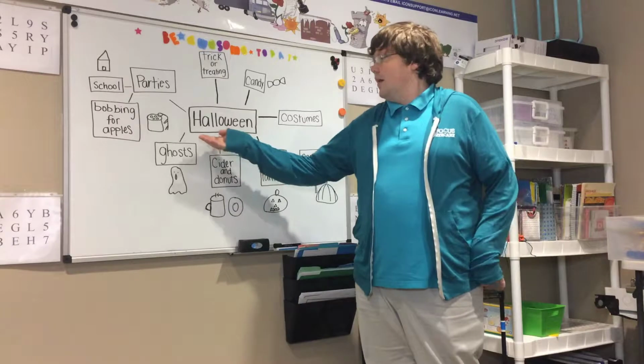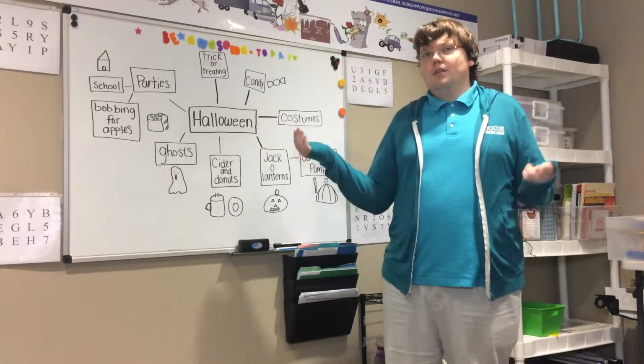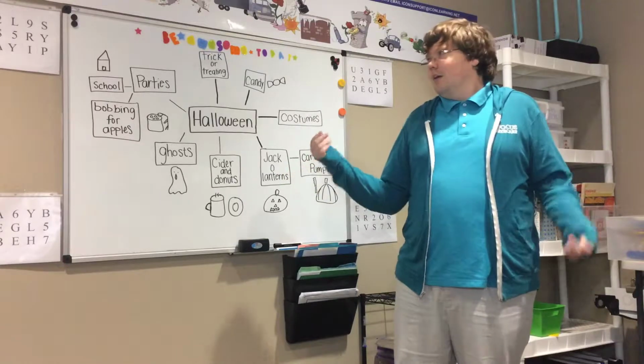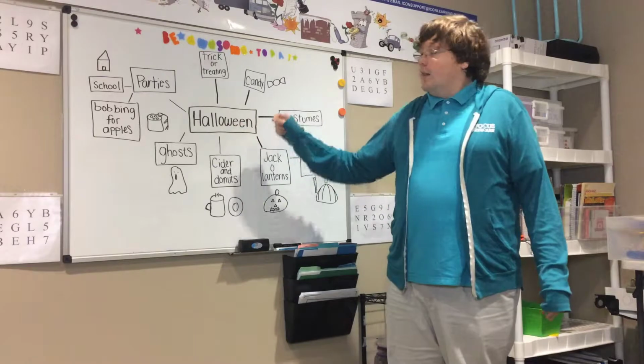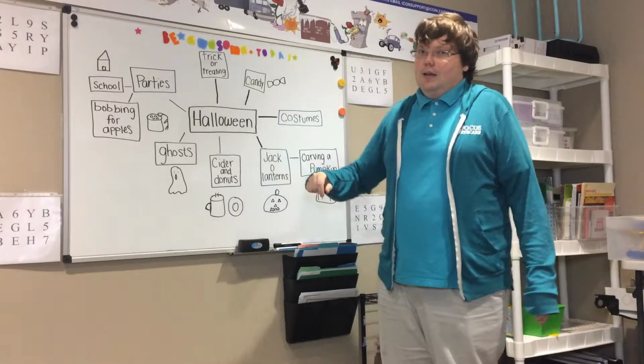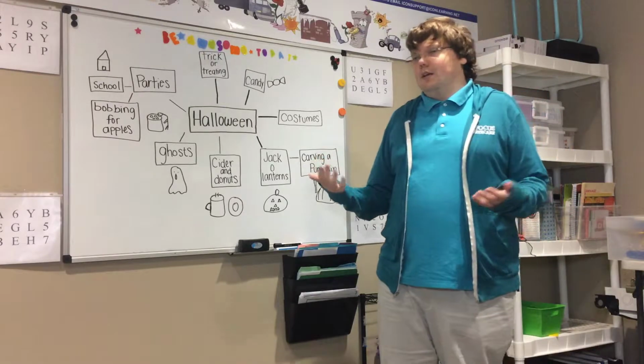So here we did a map on Halloween. This would be like a map if we had a younger student who was going to write a paper about Halloween. So you put the main idea in the middle and then do branches off from the main idea and just talk about key points about what you're writing or reading about.